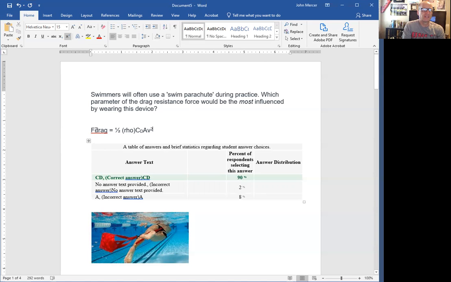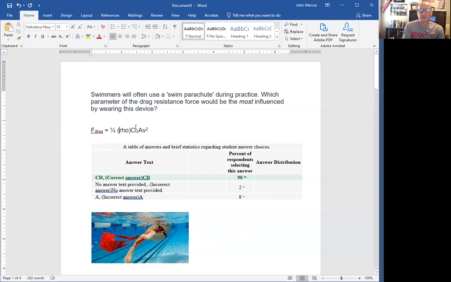1/2 rho CdA V squared. And drag, we know, can either be resistance or propulsion. Rho is the density of the fluid, the density of the fluid moving over the object. In this case, that'd be the density of water, which we know is about 800 times more dense than air.